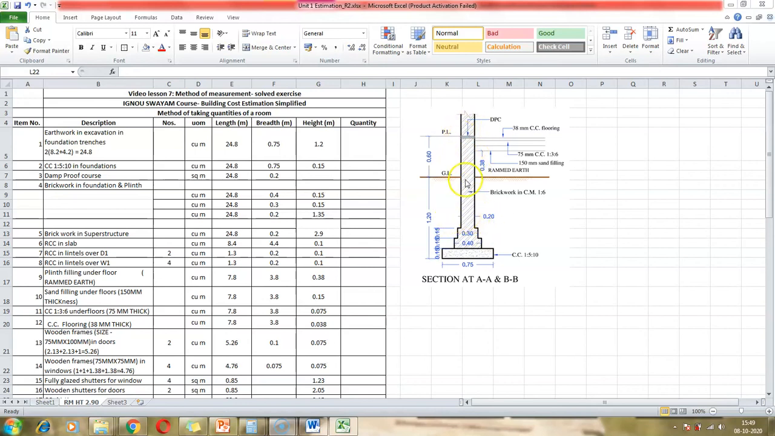So that is the wall thickness. So the breadth of this item is 0.2 meters. We get that also from the section of the foundation drawing. Now the next item is brickwork in foundation and plinth.